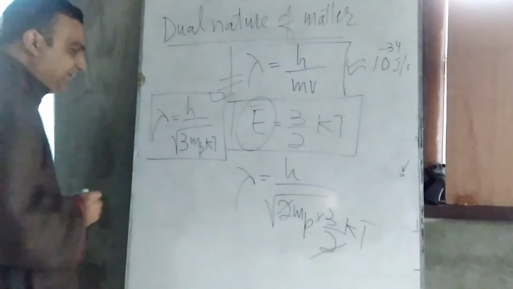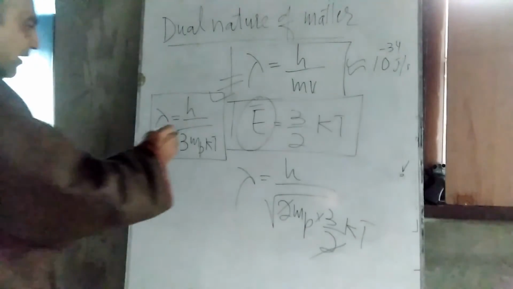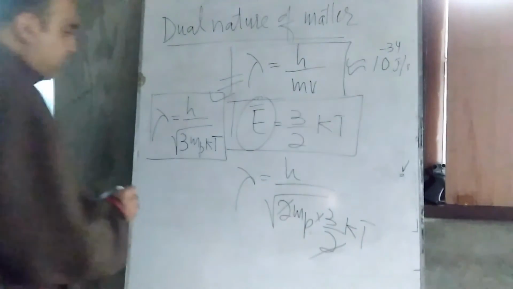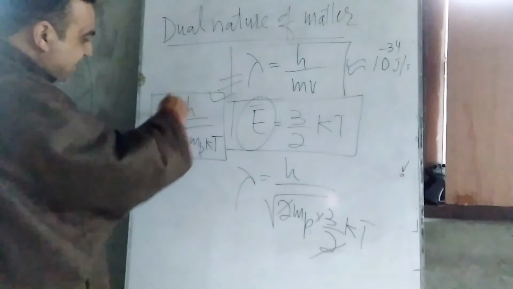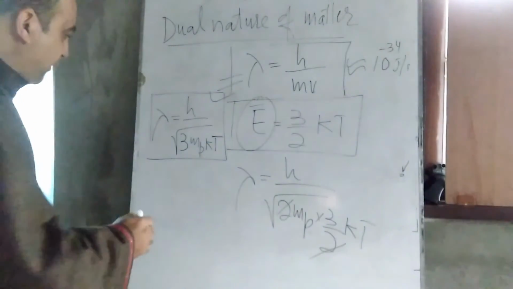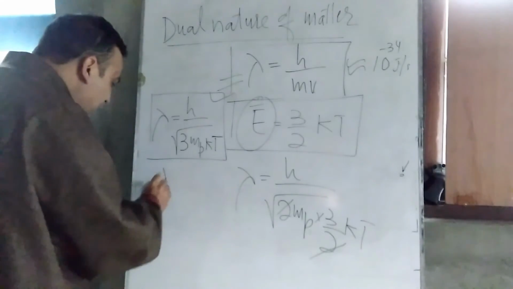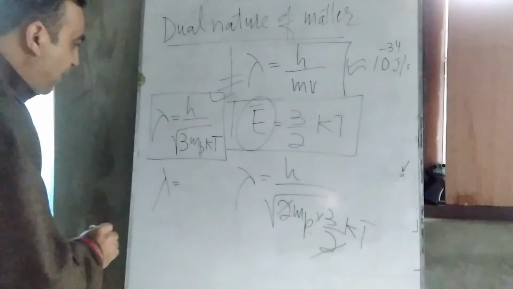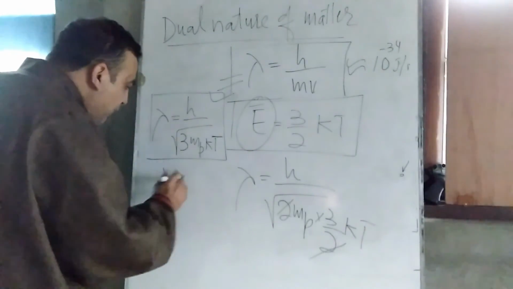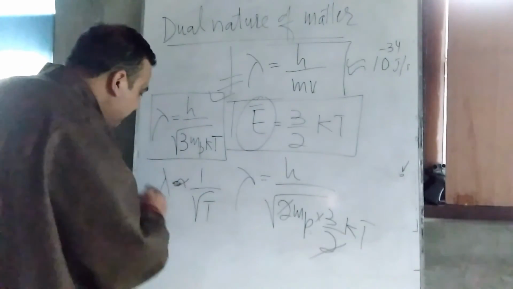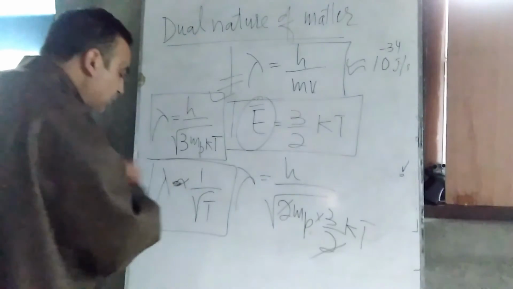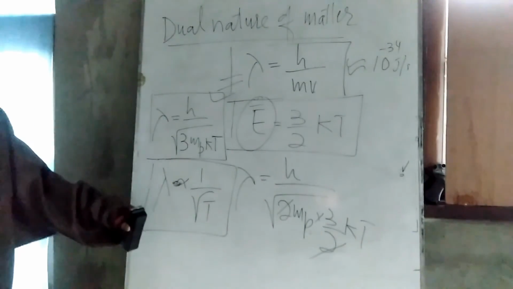In this equation, you can see h is a Planck's constant, everything is a number here except the temperature. So the wavelength of this material particle is inversely proportional to the root of temperature. So this is the dependence of wavelength.